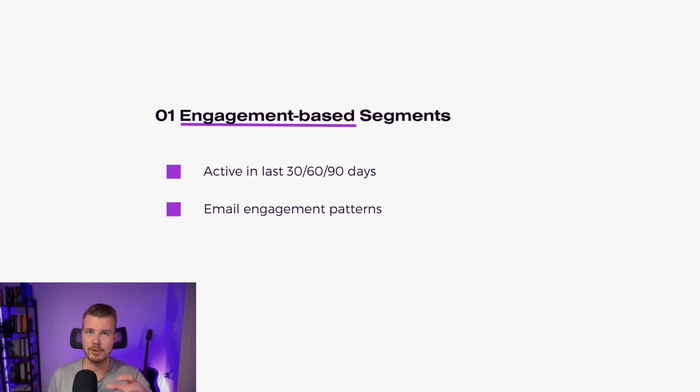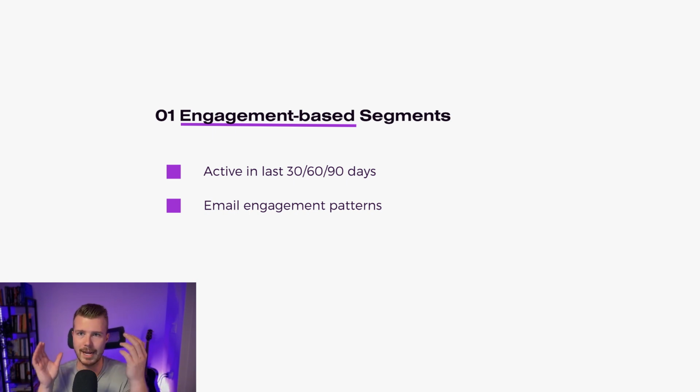But the first thing we'll start with is just engagement-based segments. So these are people who have been active or engaged in the last 30, 60, or 90 days. You can also create engagement segments based off of email engagement patterns. So if they've opened or clicked 2 or 3 times, or if they've clicked on this certain CTA a number of times, or if they've clicked on certain emails that contain XYZ product, that's how we can customize that a little bit further. And same with website activity, right?